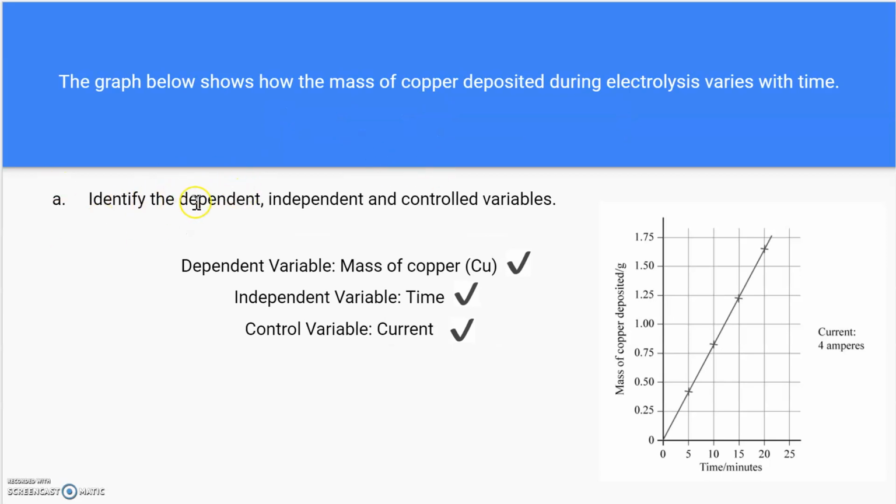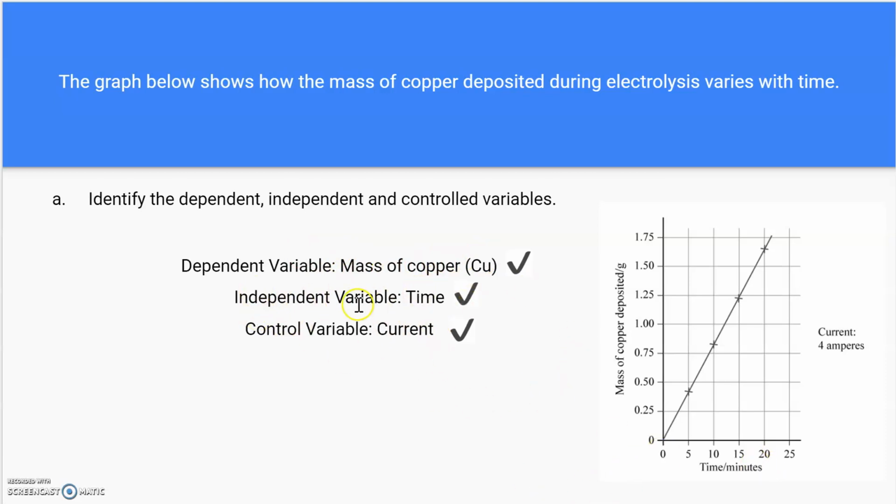Now, it asks us to identify the dependent, independent, and control variables. Taking into account that we have a graph that we can take advantage of, identifying the dependent and the independent variable is fairly easy. The dependent variable is displayed on the y-axis of a graph, and the independent variable is displayed on the x-axis of a graph. So we basically just need to look at the image that is provided to us and see that the y-axis is displaying mass of copper deposition. The y-axis displays the dependent variable, so our dependent variable is mass of copper.